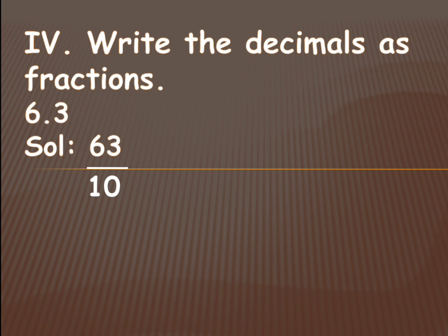If you have two digits, for example if you have 6.38, then you will remove the decimal as it is, make 638 the numerator, but in the denominator you will add one more zero. So after the decimal, according to the number of digits, you will place that many zeros beside one in the denominator. Okay, this is the easiest one.